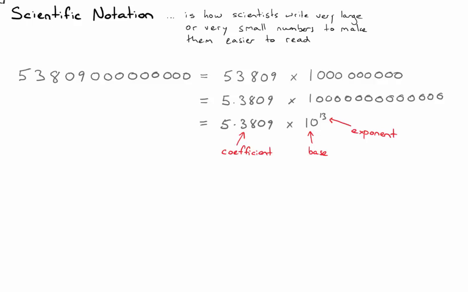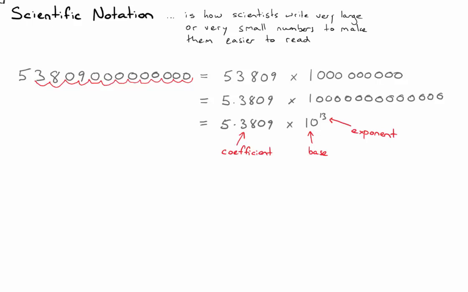A short way of determining what that exponent is, is to start at the end of the number and count how many jumps you need to get to between the first and second digits. So we'll count 1, 2, 3, 4, 5, 6, 7, 8, 9, 10, 11, 12, 13, and that's where the decimal point would go. So it's 5.3809 by 10 to the 13.